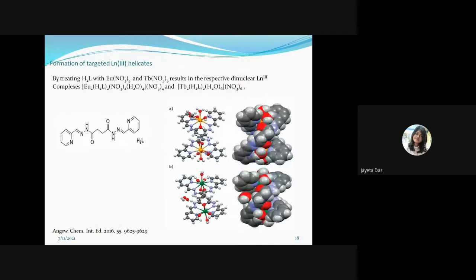So here I think, the formation of targeted lanthanide helicates. Here I use this specific type of helicate, and this can bind with two lanthanide ions, forming these two types of helicates.